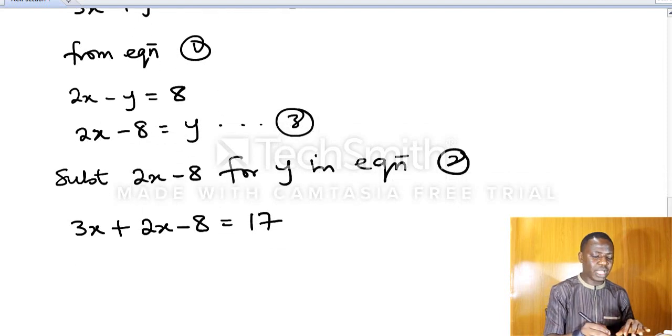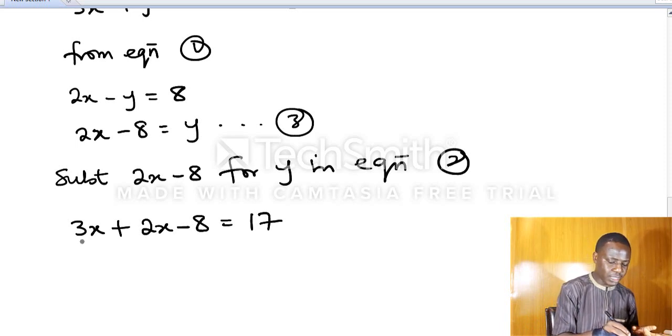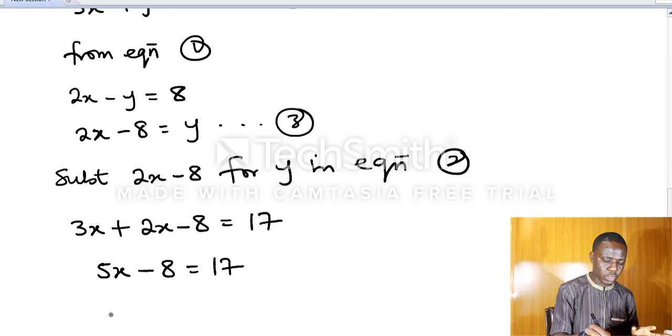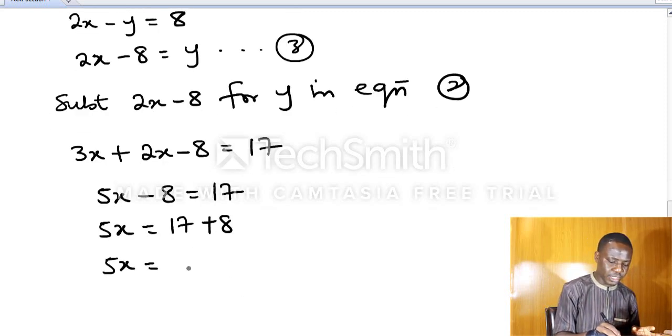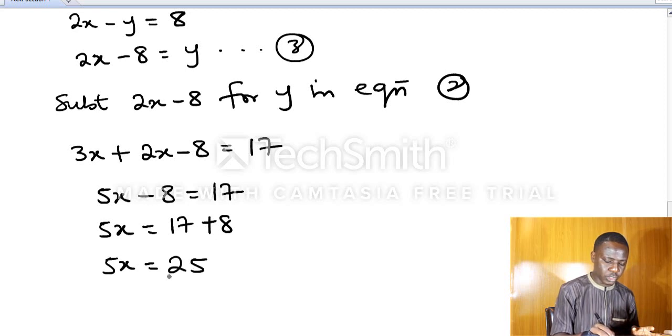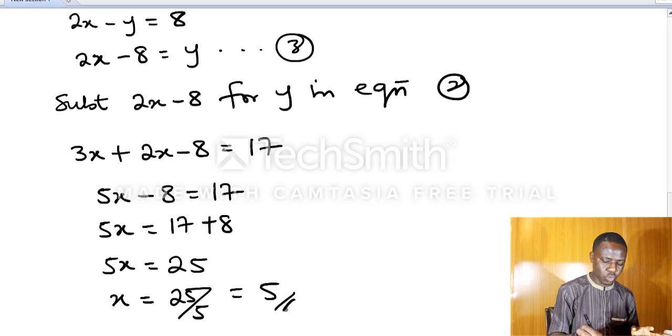So what we do next is to get our value of x and substitute it into equation 3 to get our value of y. That is, 3x plus 2x now becomes 5x minus 8 is equal to 17. Let's solve for 5x by adding 8 to both sides. This becomes 5x is equal to 17 plus 8, which is 25. And when you divide both sides by 5, you have x equal to 25 divided by 5, which is equal to 5.